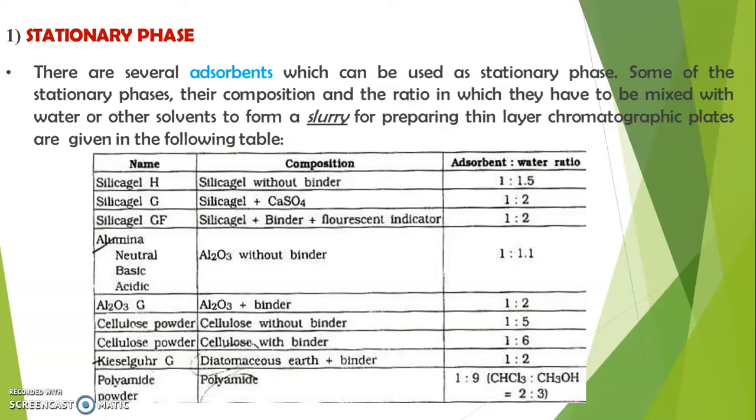So here we are using for today's practical silica gel G, which is silica gel plus calcium sulfate, with the adsorbent to water ratio of 1:2. There is also silica gel GF, which contains a fluorescent indicator, having the same adsorbent to water ratio, that is 1:2.